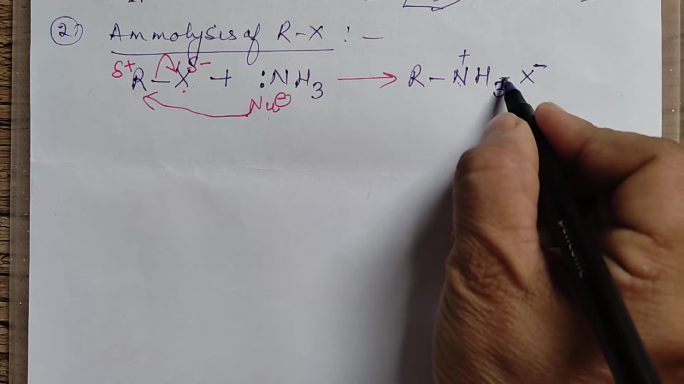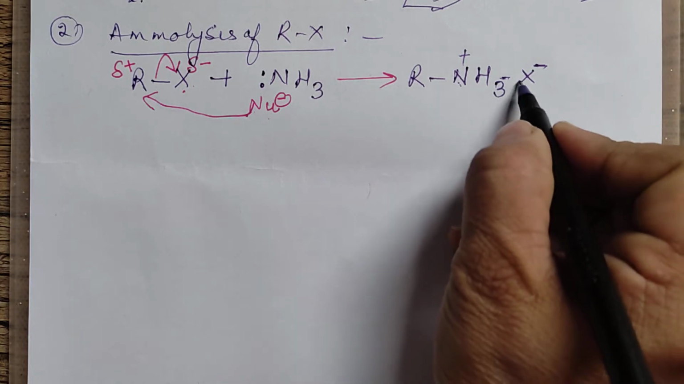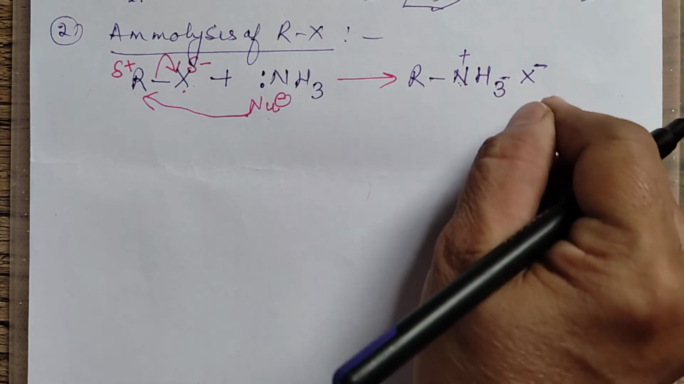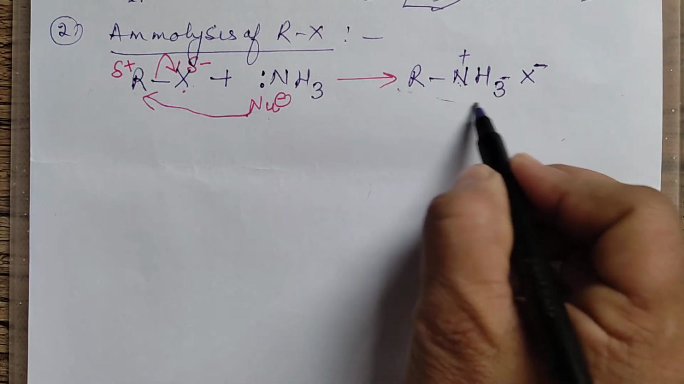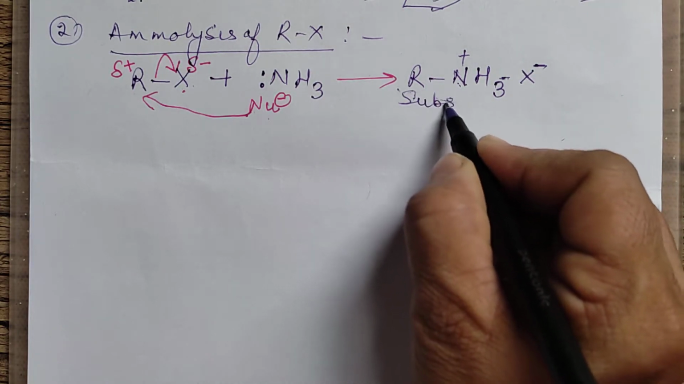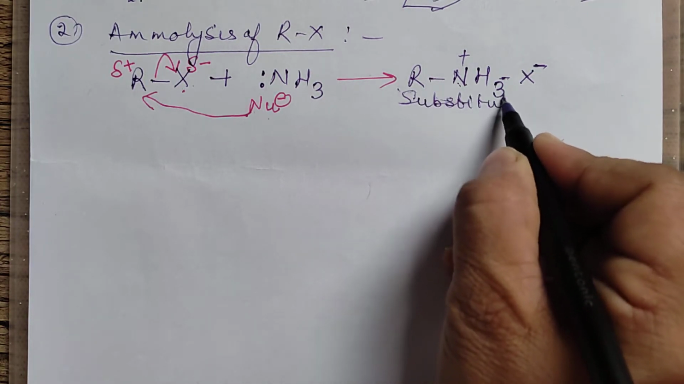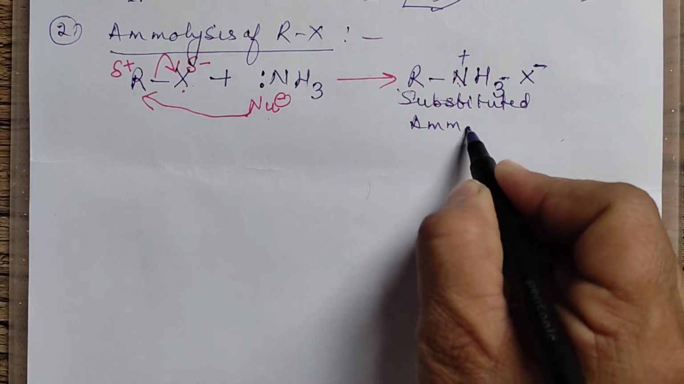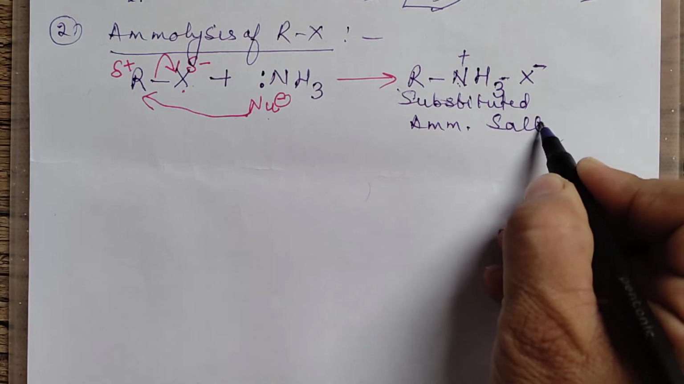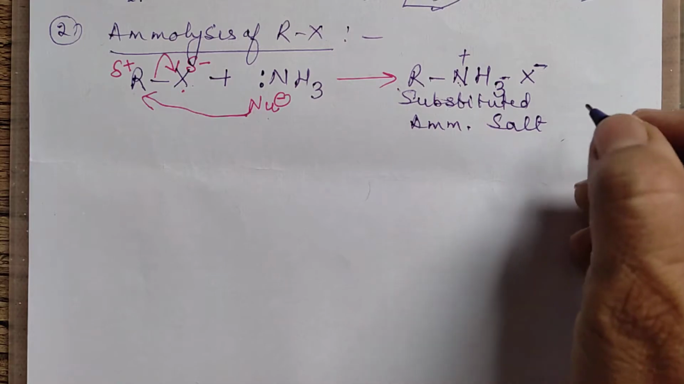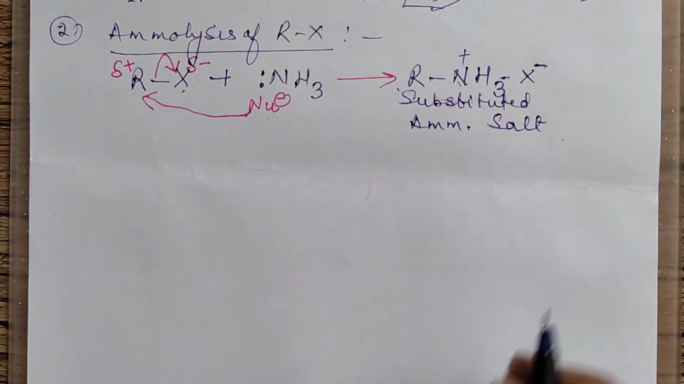So in between, this is not a bond, actually. Between them it's a type of salt, a cation and anion. This part is the positive part, this is the negative part. So we will call this a substituted ammonium salt. Okay, now this reaction further, nitrogen will never be happy getting a positive charge, right?